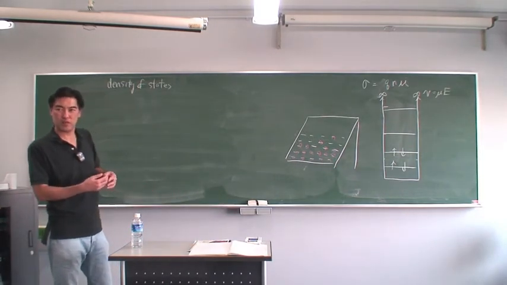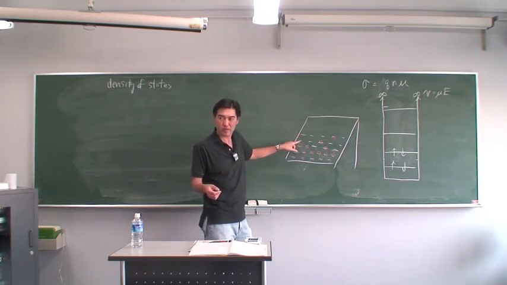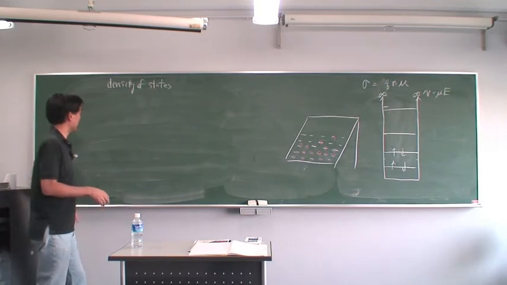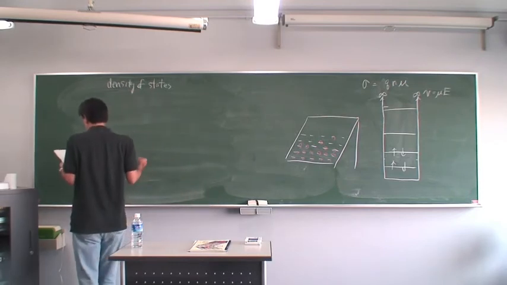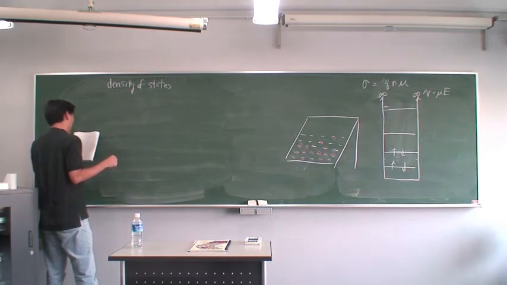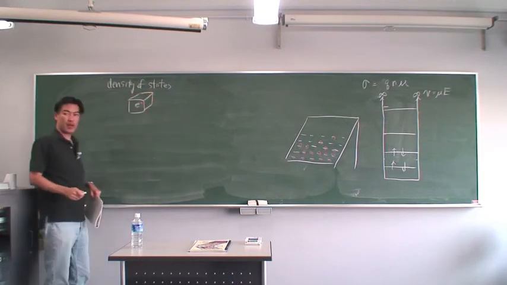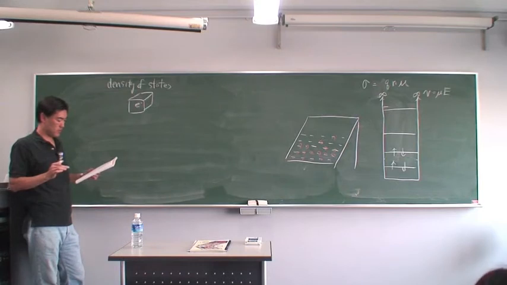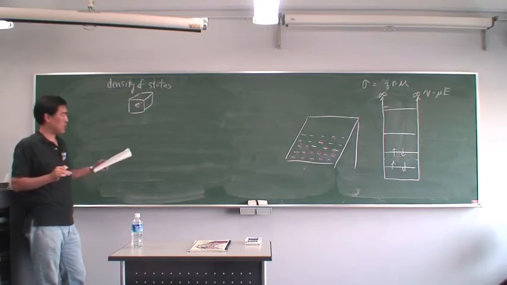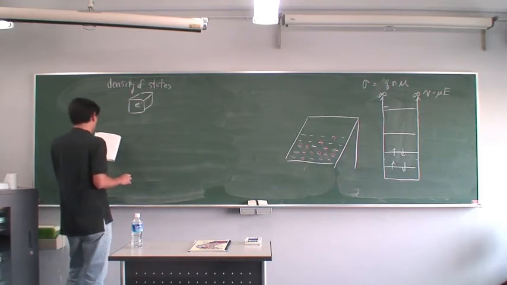So we need to know the density of states. We need to know the density of chairs around here. And that's what we're going to do. So that's the density of states. So I'm going to think about, and this is still for the electron in the box, electron in the box without a lattice or Bravais lattice. This is just electrons in free space.